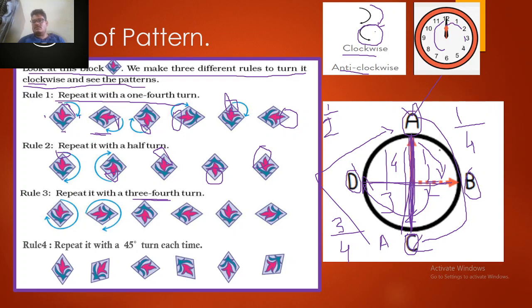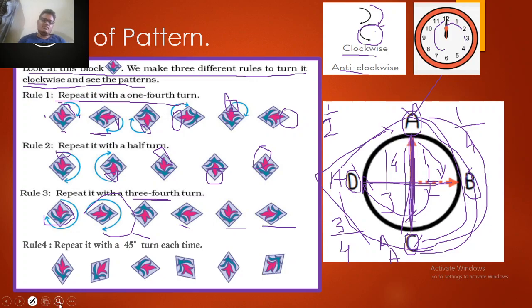A will turn 3 times, means this one turn, second turn and third turn, means A comes directly to here, in the place of D. Again I will turn one turn, second turn, and this is the third turn, means in the next step it will become here. You can see the direct turning of the pattern, from here to here. Again here, again a 3 by 4 turn. So this is the rule: repeat it with a 3 by 4 turn.